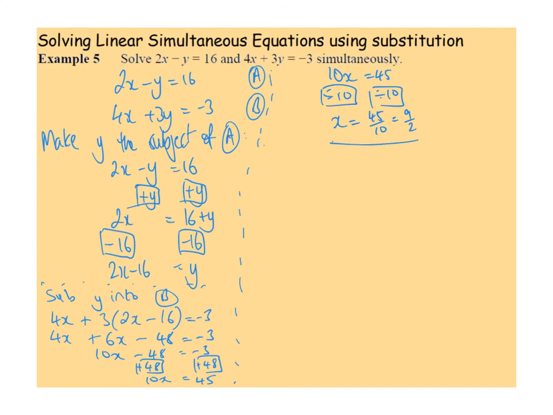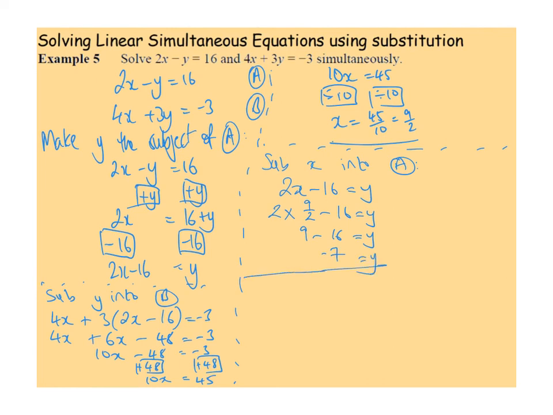Now I'm going to substitute this into A. I'm not actually going to use A like they gave it to me in the beginning. I'll use this variation of A because that gives me y directly, which is why I'm substituting. So I'll say 2x subtract 16 equals y. 2 multiplied by 9 halves subtract 16 equals y, which is 9 subtract 16, which is -7.